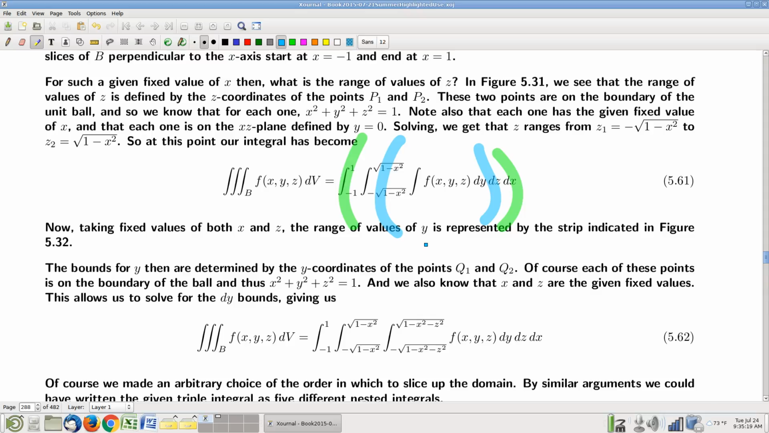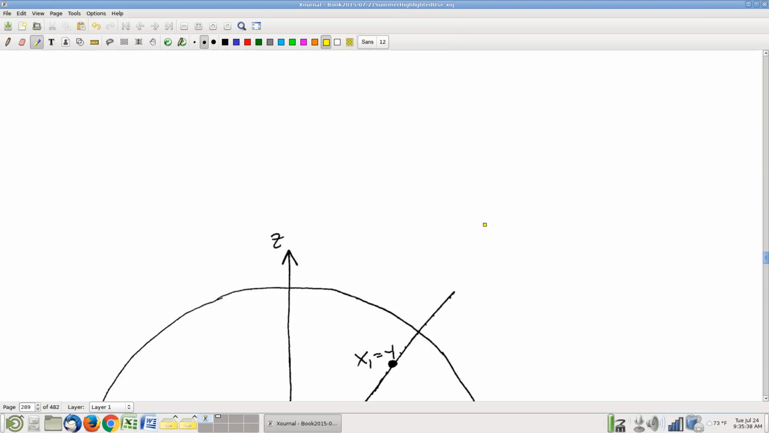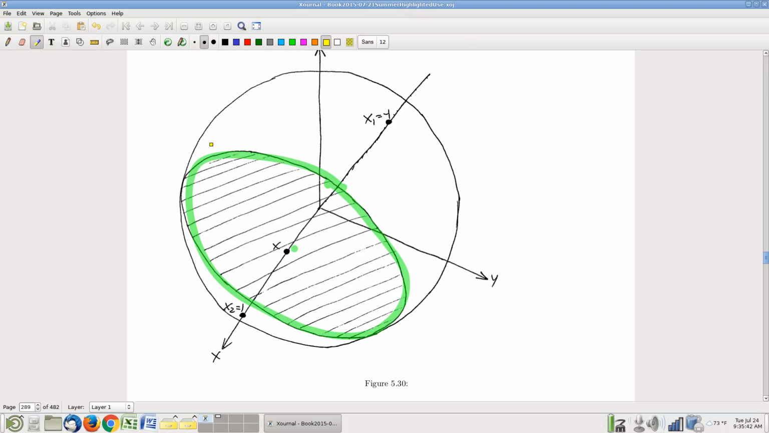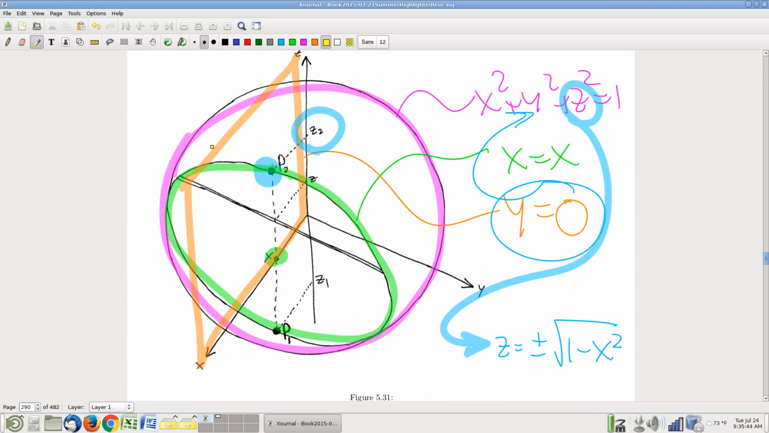Okay, now of course we're not done yet. We've got to figure out what's the range of values of y. So for the given x that we fixed, and an arbitrary z that we're going to fix for that given x, so on a z slice of our x slice, we want to know what's the range of values of y. So going back to our picture, there's our x slice.